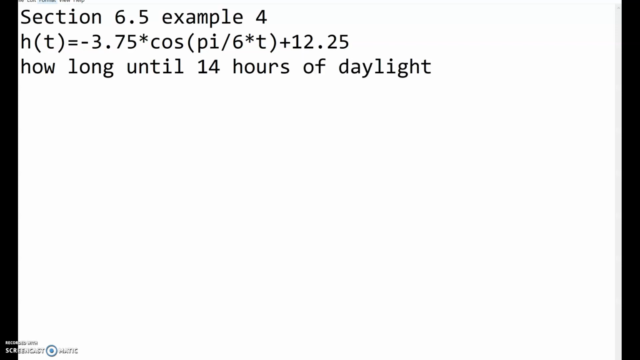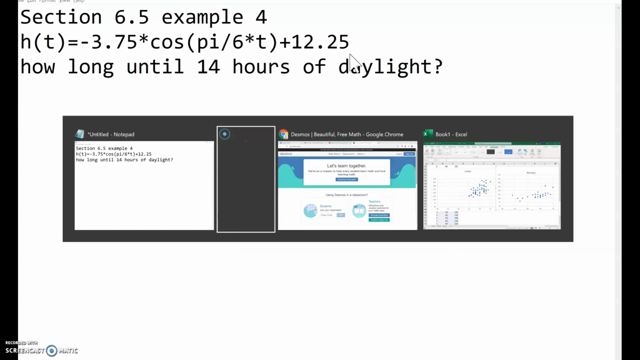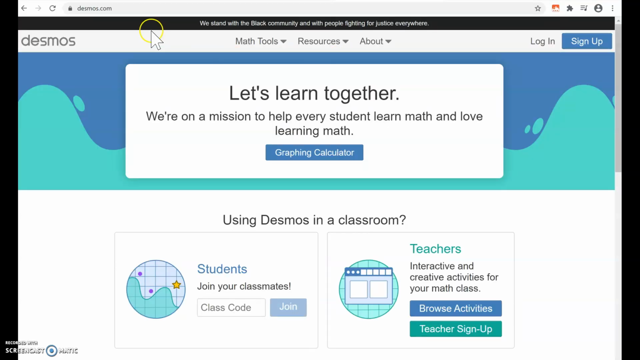Now, in the previous video, this was solved, but I'd like to show you on a graph what this looks like. So I'll go to desmos.com right here. It's a very useful website if you've never used it. Click Graphing Calculator.